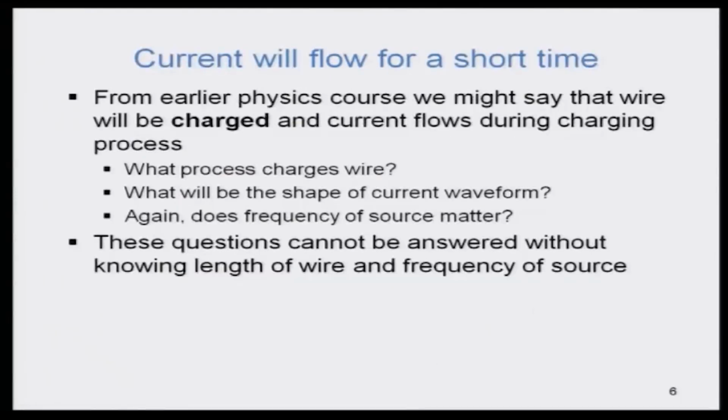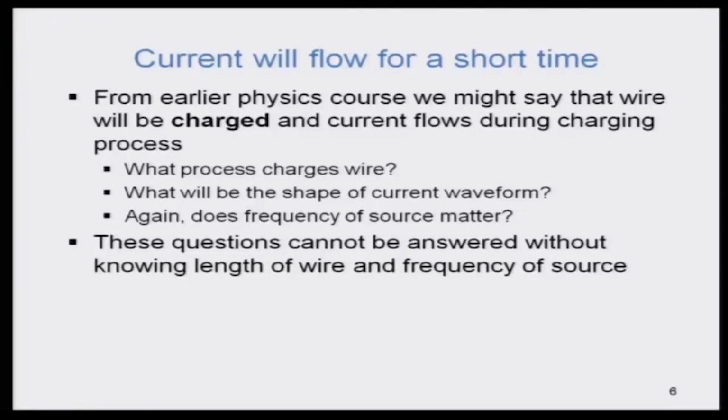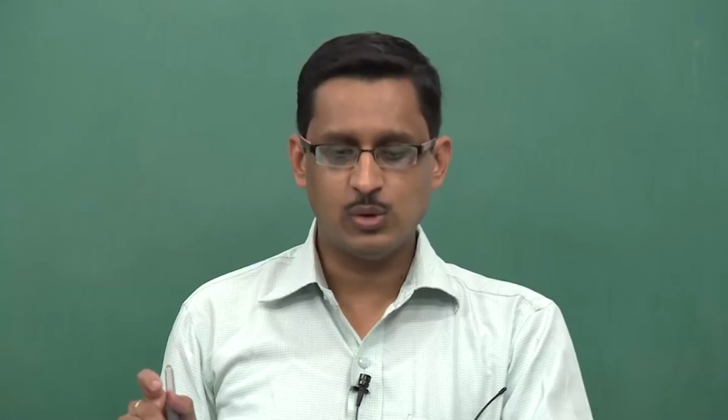Now from our earlier physics course, we know that a battery is essentially a source of electrons and ions, and if we connect that to a pair of electrodes made of metal, then there must be some amount of charging that happens. So there is a charging current, and it must flow for some time until the wires are charged. And so the question is, what process causes this charging of the wire?